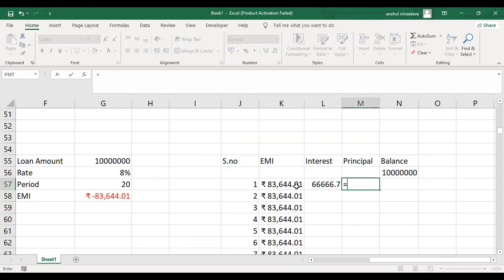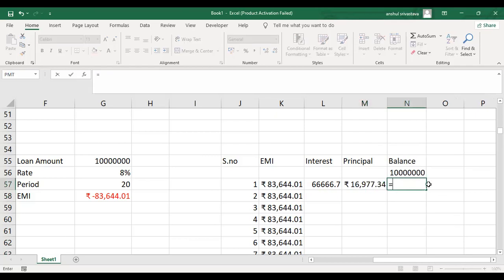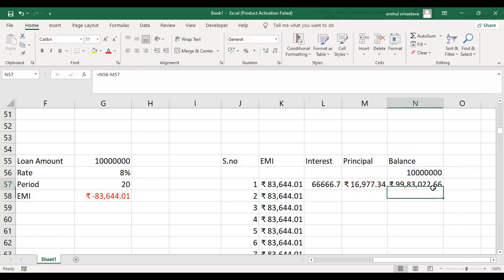Principal would be equal to the principal portion of the EMI for the first month. If you take a loan of 1 crore at 8% for a period of 20 years, the first month interest would be 66,000. The principal portion of the EMI would be EMI minus interest. And the balance would be the original balance minus whatever has been repaid. So the original balance was 1 crore, 16,977 has been repaid, so the balance after 1 month would be 99,83,022. Are we all clear with this calculation?